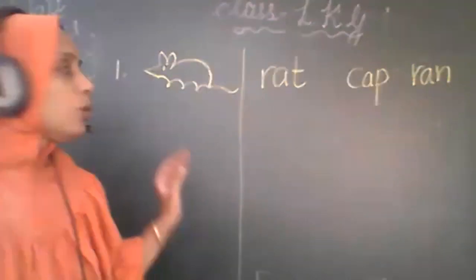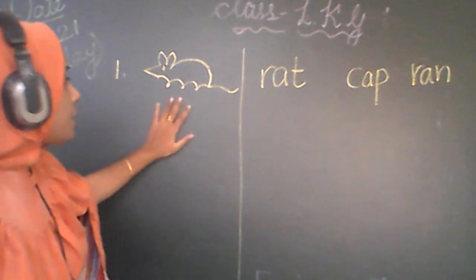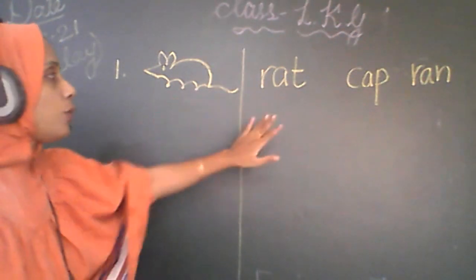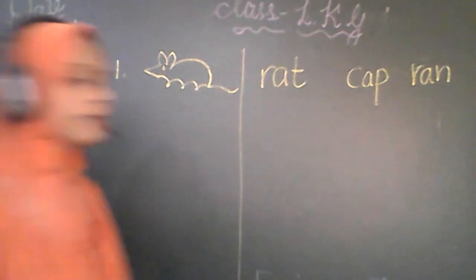You have to look at the picture and encircle the correct word. So what is this? This is rat. So we have to read the words and find out the correct spelling for rat.